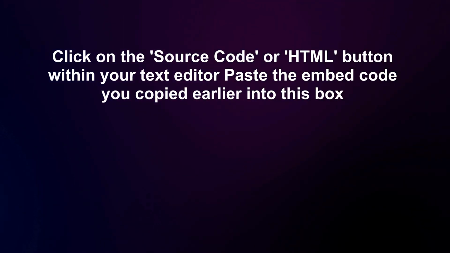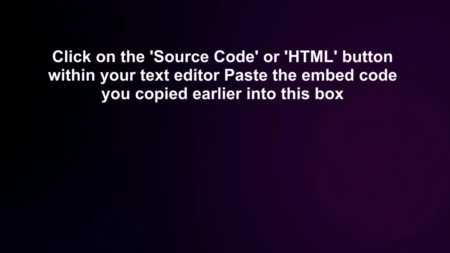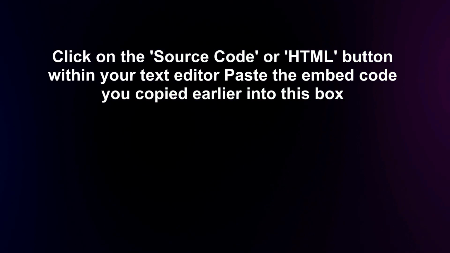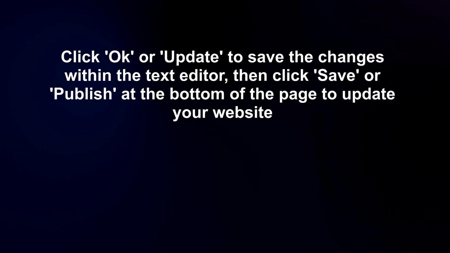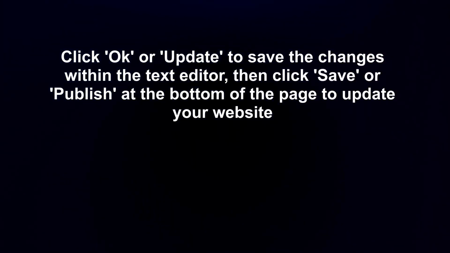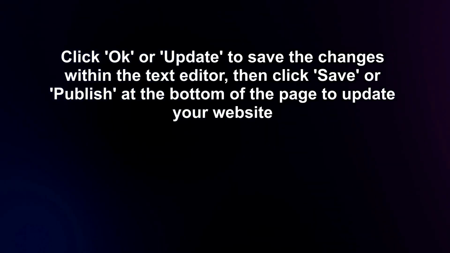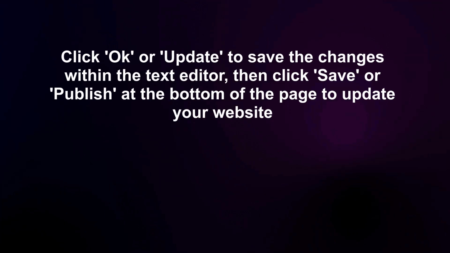Click on the source code or HTML button within your text editor. Paste the embed code you copied earlier into this box. Click OK or Update to save the changes within the text editor. Then click Save or Publish at the bottom of the page to update your website.